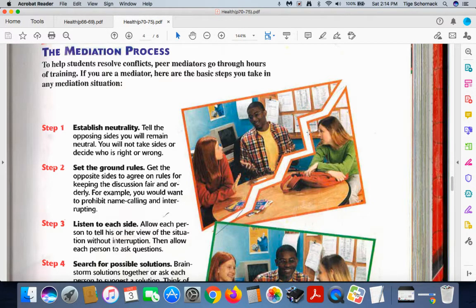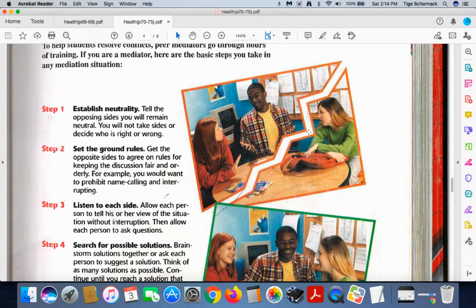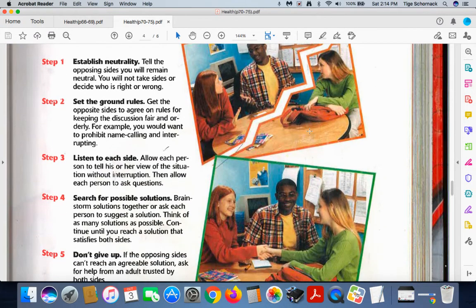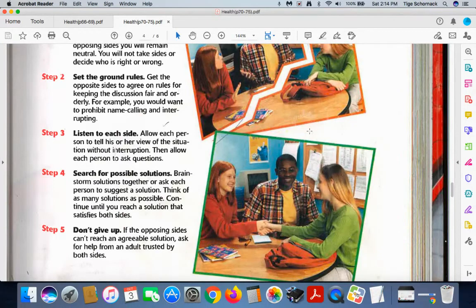Listen to each side. Allow each person to tell his or her side of the situation without interruption. Then allow each person to ask questions. Step 4, search for possible solutions. Brainstorm together or ask each person to suggest a solution. Think of as many solutions as possible. Continue to work until you reach a solution that satisfies both sides.